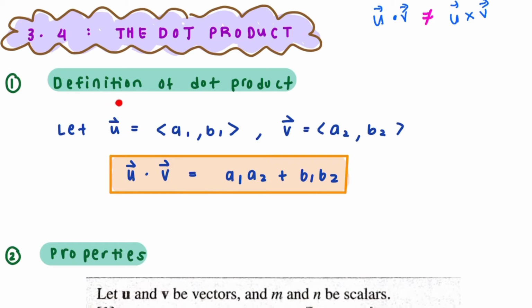Now let us see the definition of the dot product. Let's say you have two vectors, u and v. Let's say your u is a1, b1, and your v is a2, b2. In order to do the dot product, we need to multiply the i parts together and then add them up with the j parts multiplied together. So this is your answer: a1 times a2 plus b1 times b2.